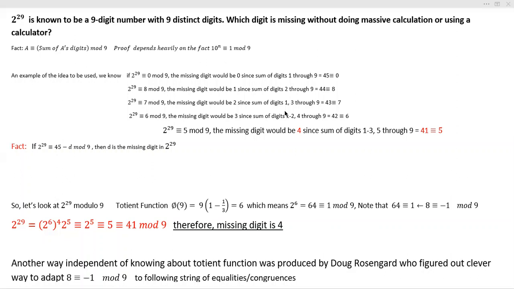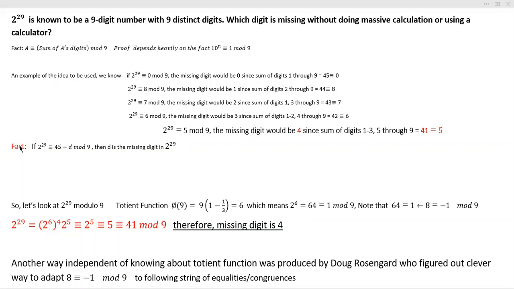Let's say that you did your reduction of 2 to the 29th modulo 9, and you got that it was congruent to 44. That would mean the last digit would have to be 1, because the sum of the digits 1 through 9, the natural numbers 1 through 9, is actually 45. Now, in a similar fashion, if you reduced 2 to the 29th modulo 9, and you got that it was congruent to 42, 3 would be the last digit, because 42 plus 3 is the only missing digit. 42 plus 3 is equal to 45.